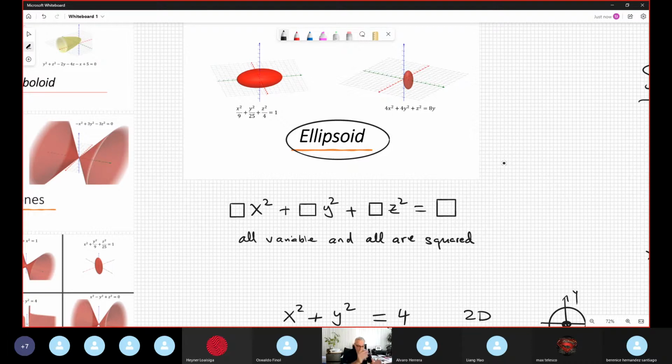So, copy this, please. Ellipsoid, how do you identify it? When all variables are present, no omission, and every variable is squared. This is an ellipsoid. This is the most important idea in ellipsoid. Okay, good or no? And it looks like a football.